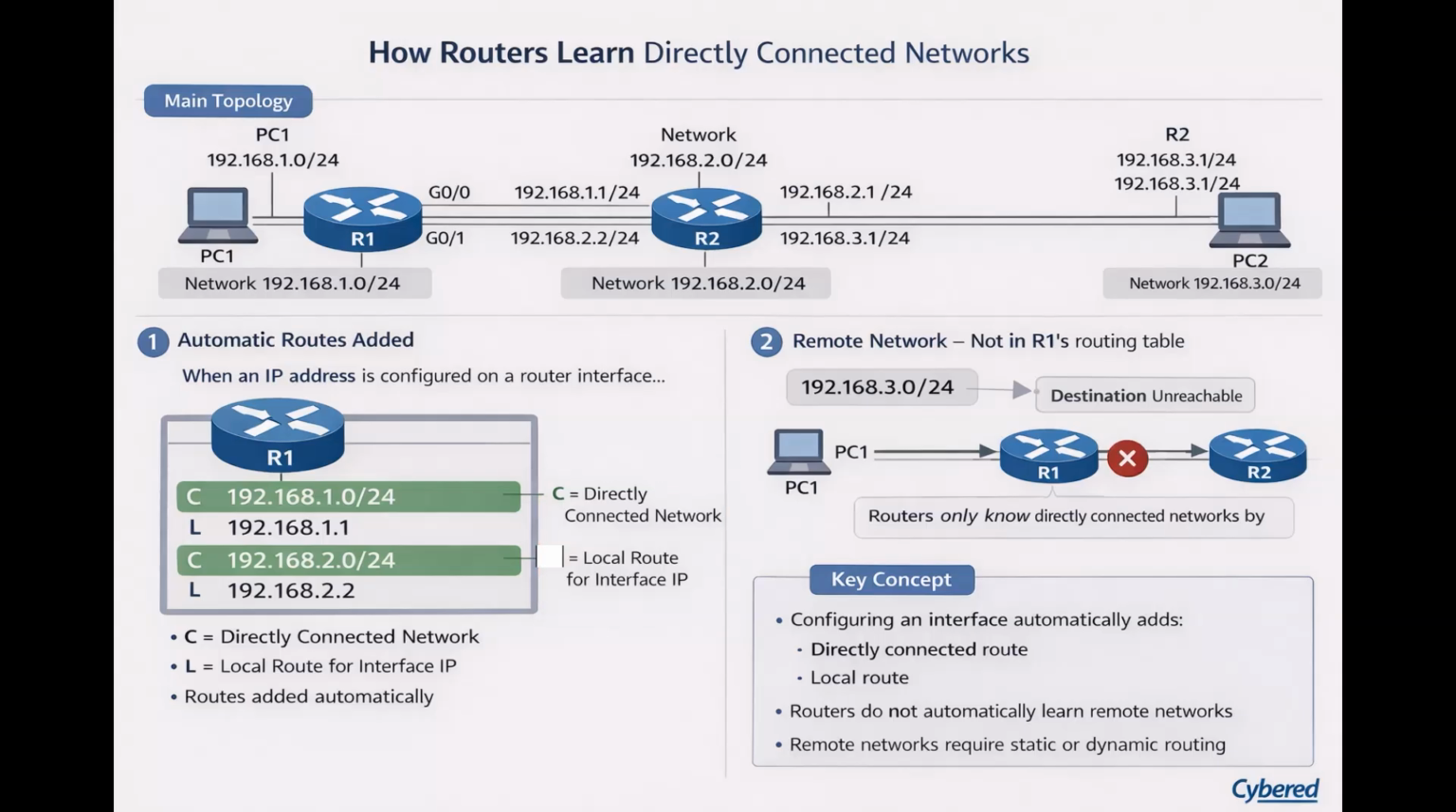In this topology, there are three networks. After configuring IP addresses on R1's GigabitEthernet 0/0 and GigabitEthernet 0/1 interfaces, R1 only knows about the networks that are directly connected to it. It does not automatically learn about the 192.168.3.0/24 network. As a result, if PC1 tries to reach 192.168.3.0/24, R1 will return a destination unreachable message. By default, routers only know about directly connected networks. Everything else is considered a remote network.